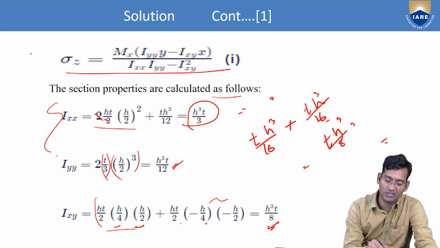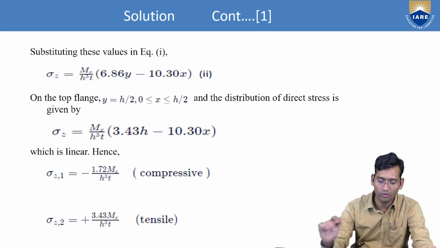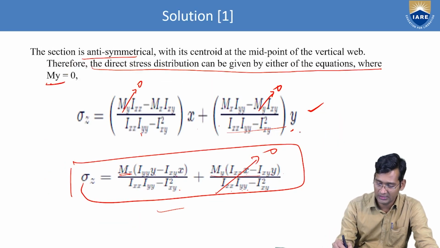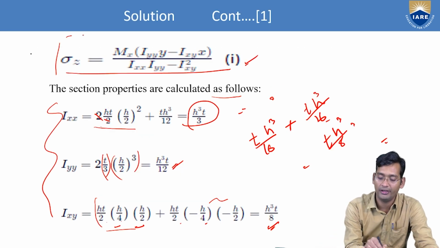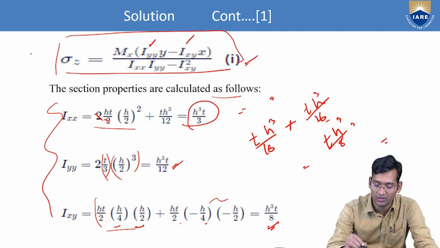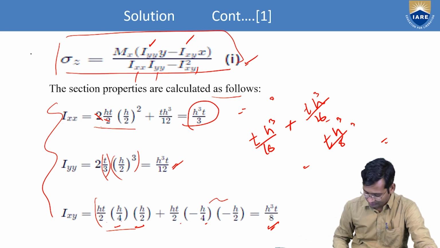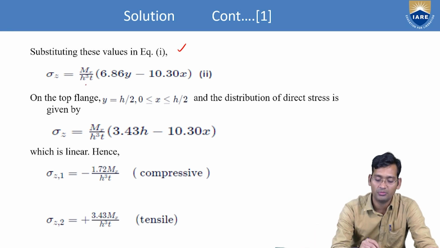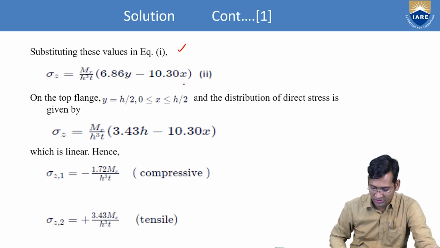Right. So now we have found the section properties, that is Ixx, Iyy and Ixy. Now substitute these values in equation 1, because just see here that is required. Substitute now, not in this one, but in this equation, because that is 0. So for finding this, substitute the Iyy we found, Ixy we found, Ixx, Iyy and Ixy square. So just substituting that here, what will we get? Sigma z equals Mx by htq, into 6.86y minus 10.30x, right?